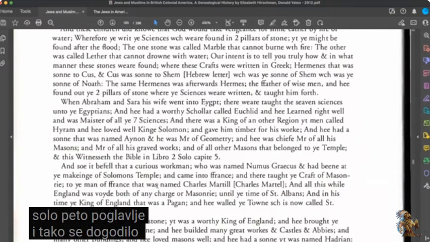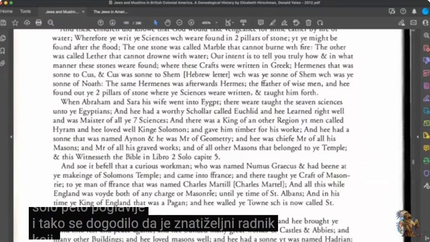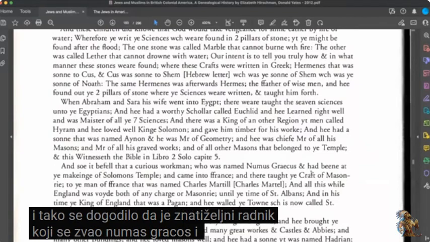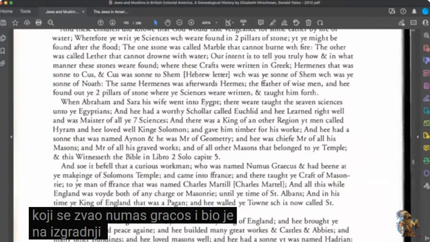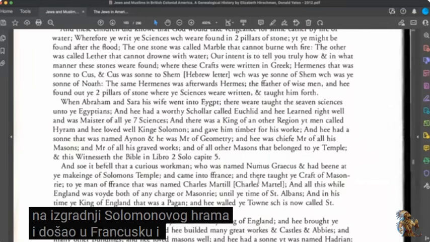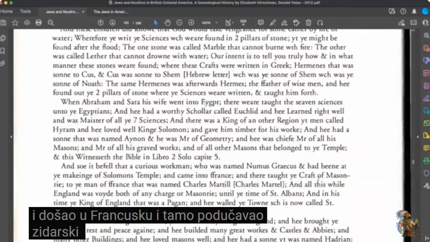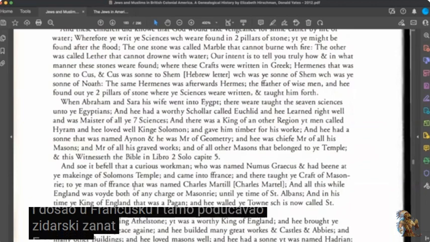And so it befell that a curious workman, who was named Nummus Graecus, and had been at the making of Solomon's temple, came into France, and there taught the craft of masonry to the man of France that was named Charles Martel.